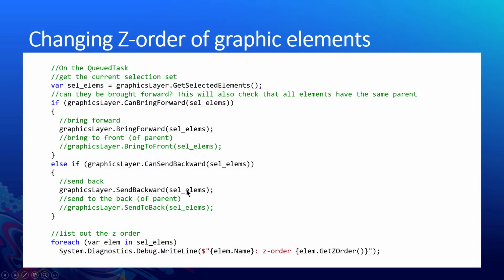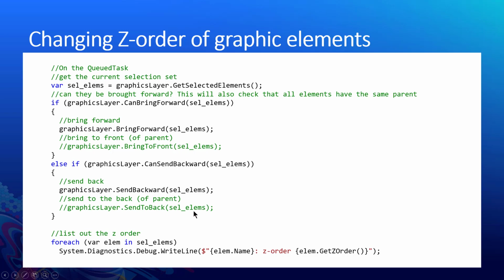This slide has a detailed code snippet for ordering of graphic elements. Let us say you want to change the order of a couple of graphic elements so that they draw on top of the other elements. It could be a text graphic that you want to display over a polygon graphic, for example. The first thing I do in this code is to retrieve these elements using the getSelectedElements method on the graphics layer. I then check if these elements can be brought forward using the canBringForward method, and I pass in the collection of the selected elements. Then over here, I use the bringForward method and I pass in the elements.